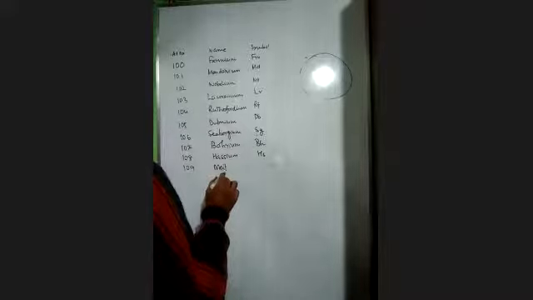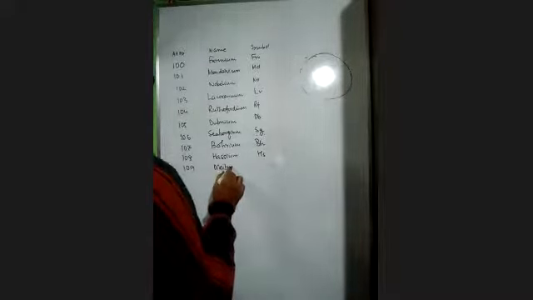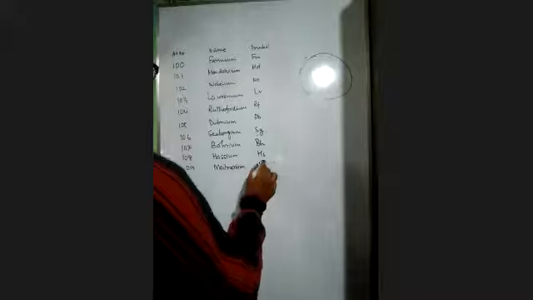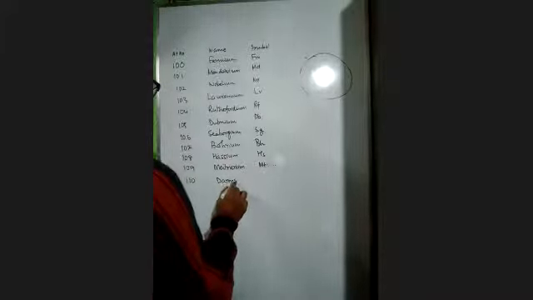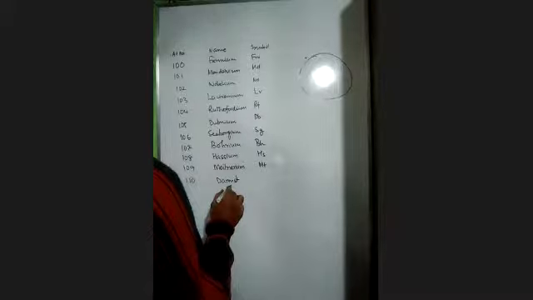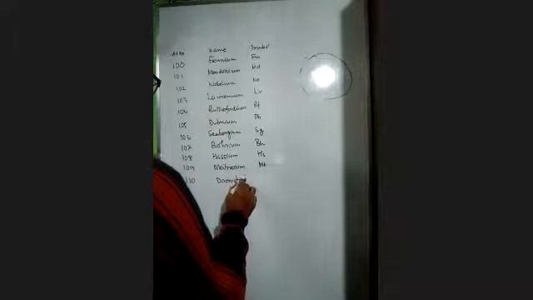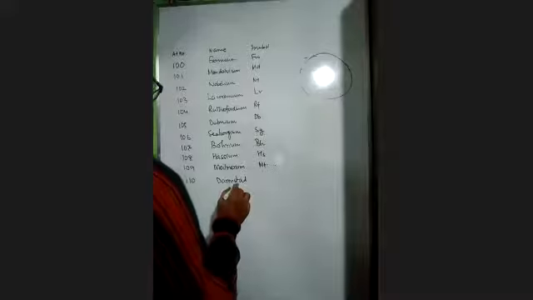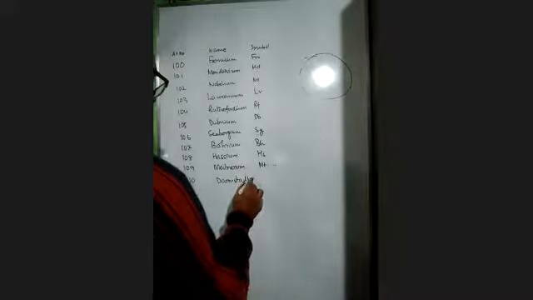109 is called Meitnerium, MT. 110 is Darmstadtium. Darmstadt is the name of a place in West Germany. So, Germany.